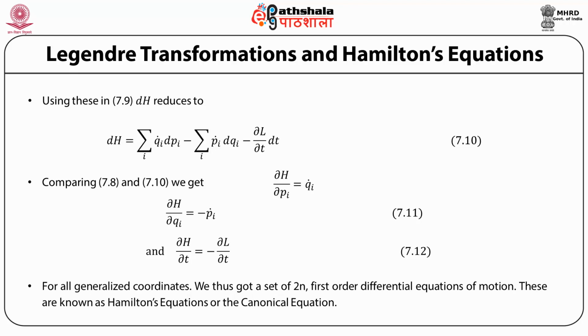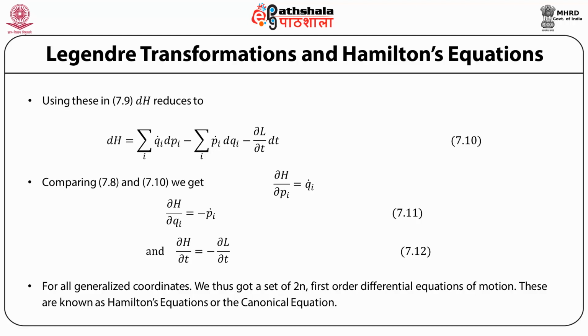So we get a set of 2n first order differential equations of motion. Because dH by dp_i is equal to q_i dot is a set of n first order differential equations. dH by dq_i is equal to minus p_i dot is another set of n first order differential equations. So these equations are known as Hamilton's equations or the canonical equations.